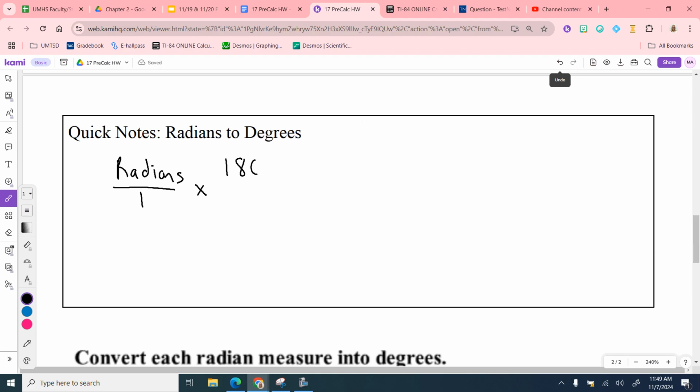We're going to have the 180 degrees. Basically just flip what we did before. Now we're going to have pi radians on the bottom. And typically that pi radians is going to cancel out, and you end up with degrees with that.